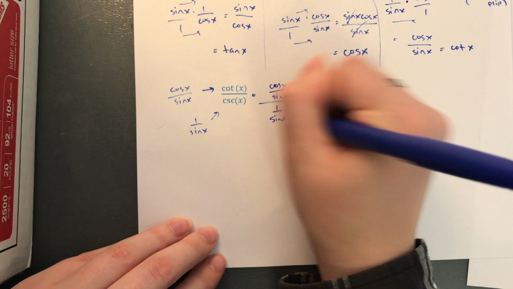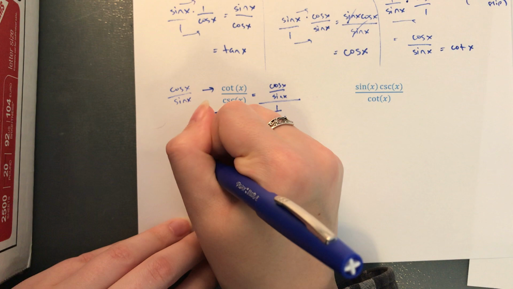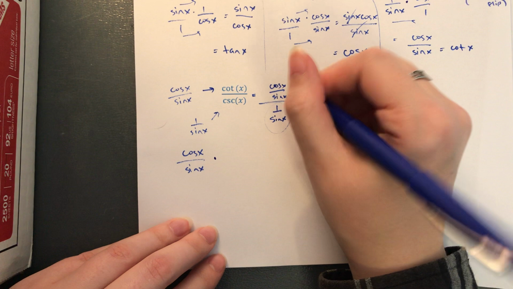So once again, you're dividing fractions, so you keep it, change it, flip it. The first one stays the same, cosine x over sine x. Change to multiplication, flip the second one. So flip 1 over sine x to be sine x over 1.